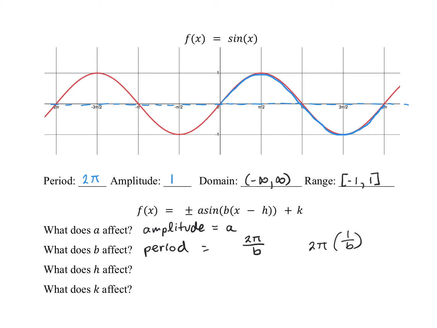Now let's talk about H. So remember, H is a horizontal translation, so shift left or right. So this is going to be a phase shift. But again, it's just a transformation, shifting your graph to the left or right, but we do call it that, phase shift. And then the K value, of course, is a vertical transformation, so it's a shift up or down. And this will affect where the midline of our graph is. So if we're shifting up, then our midline is going to go up. And if we're shifting down, then the midline will go down along with the rest of the graph.